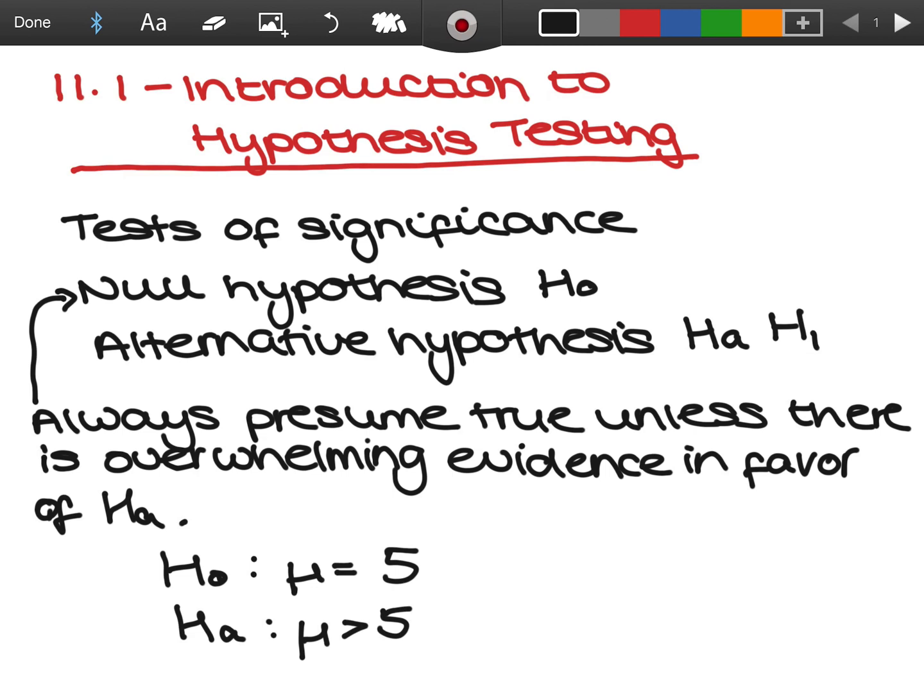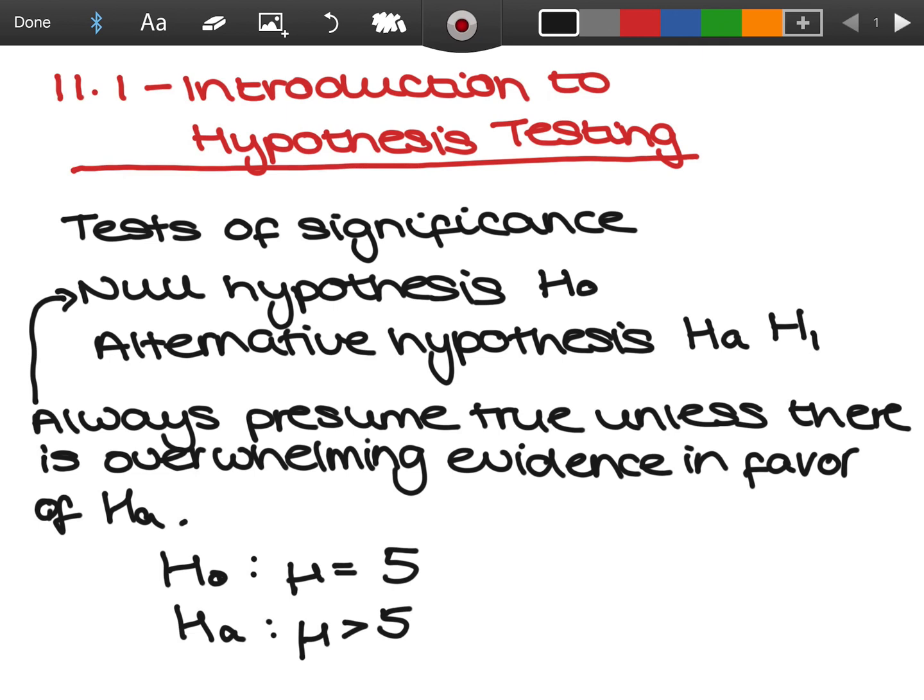So you assume that that null hypothesis is true because that's what you've thought all along. But then you're going to conduct one of these tests of significance and say, okay, let's see if that is actually true or not. And if we have overwhelming evidence against the fact that this mean is 5, we'll go with what this other person found and we'll go with that alternative hypothesis instead. Okay, so we always assume that that null hypothesis is true until proven otherwise.